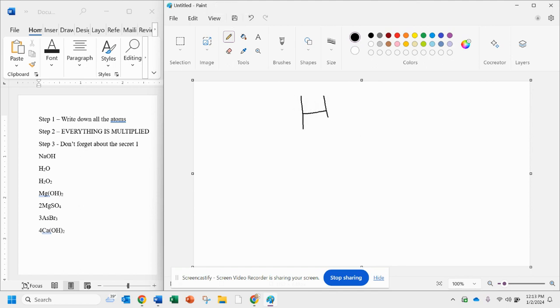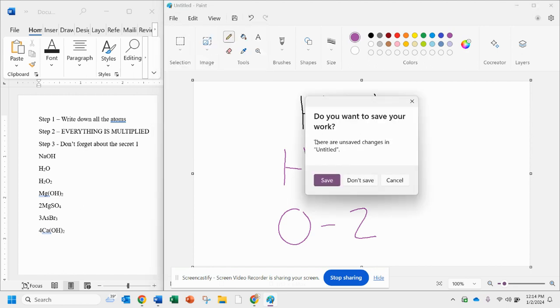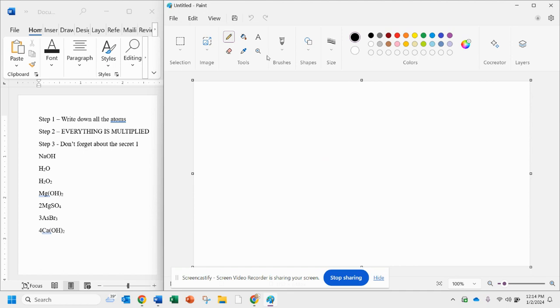And let's do another one. H2O2, good old hydrogen peroxide. Step one, write down all the atoms. We have H's and O's. And we have two hydrogens right here and two oxygens. Pretty simple, pretty easy. You guys have been doing this. Should come pretty natural to you guys.